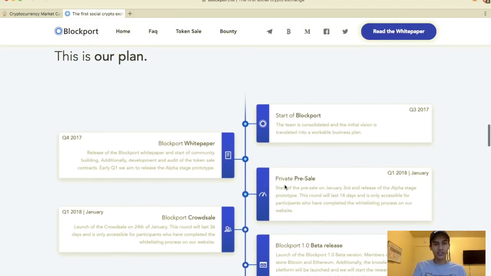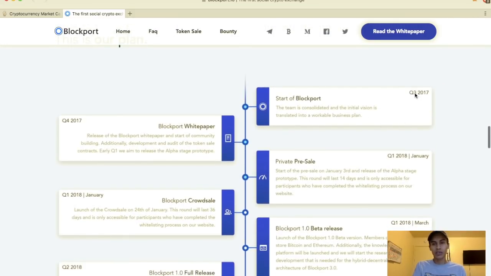Their plan here, guys. So this is the roadmap. Q3 2017, start of Blockport. So just this last quarter here, the Blockport white paper.